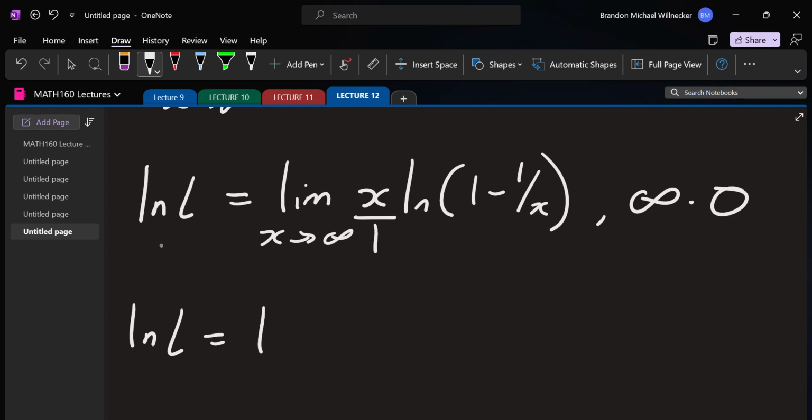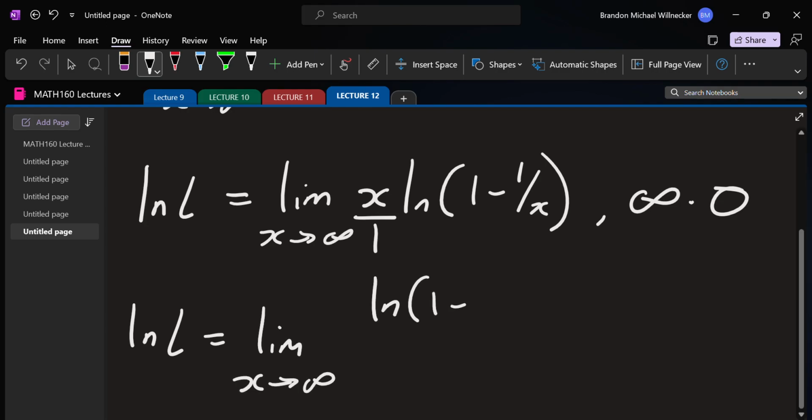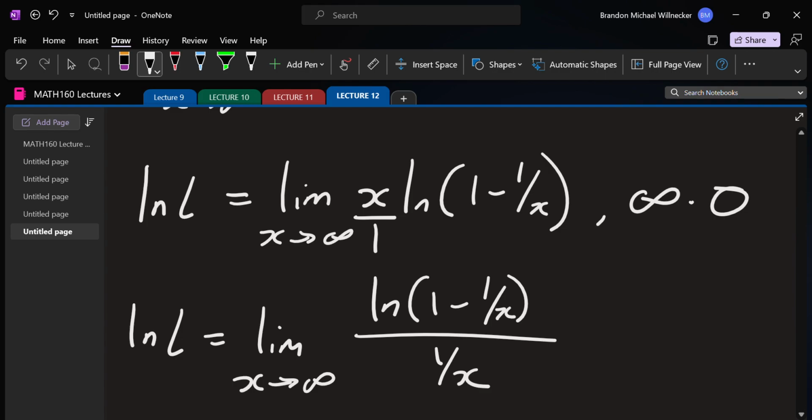by 1 over x. So the x over 1 in front, we now divide by 1 over x. So the natural log of L, that's the limit as x goes to infinity. The natural log of 1 minus 1 over x, that can stay. Now the x over 1 becomes a 1 over x. Okay, what happens now if we take the limit?